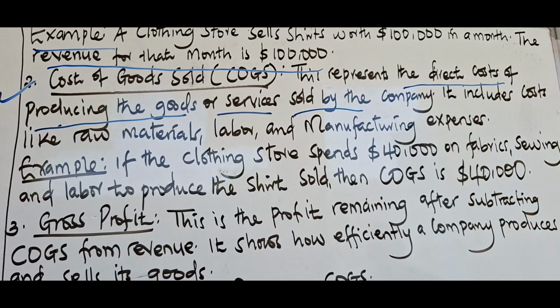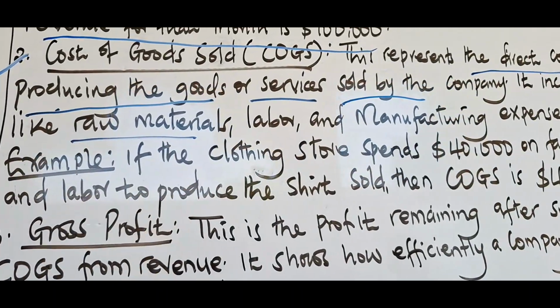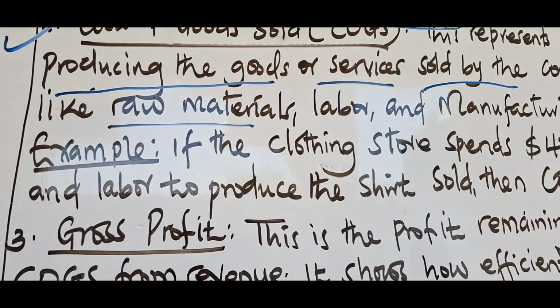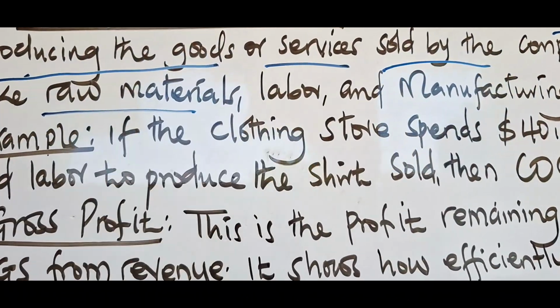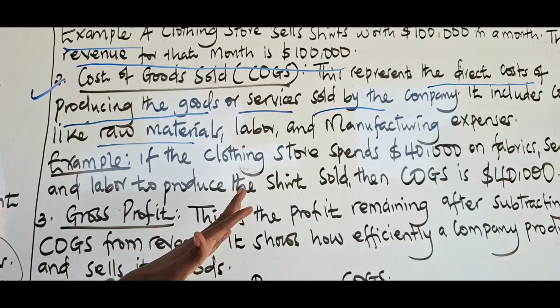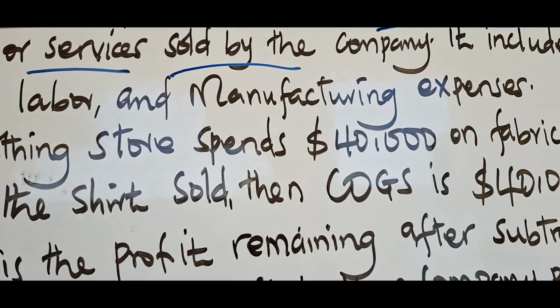Of course, it includes direct costs like the cost of buying raw materials. Labor, here we are talking about direct labor. If it is indirect, we shall put it under other expenses and even manufacturing expenses.